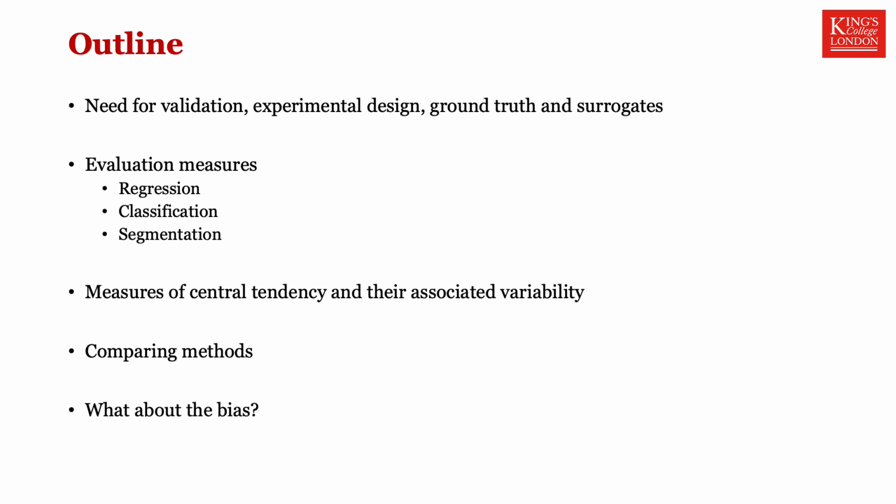In terms of outline, we will start by looking a bit at the need for validation, the questions of experimental design, the idea of ground truth or gold standard, the idea of using surrogates instead of direct measure, and so on. Then we look at different evaluation measures, looking at solutions that have been found to address performance issues with different applications. So in your application, you saw, for instance, regression, classification, and segmentation, and we focus mostly on those three.